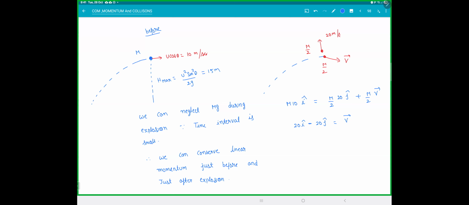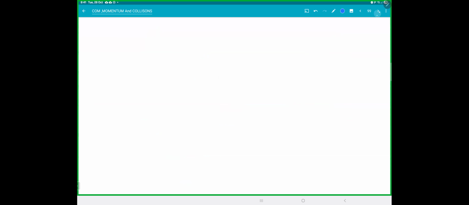So you're done. Basically, collision explosion is over. Now the question has simply become as if there is a building of height 15 meters and you have thrown a particle with a speed of 20 horizontally. This is your ux. And you have thrown 20 vertically downward. This is your uy. This becomes your kinematics, projectile motion.